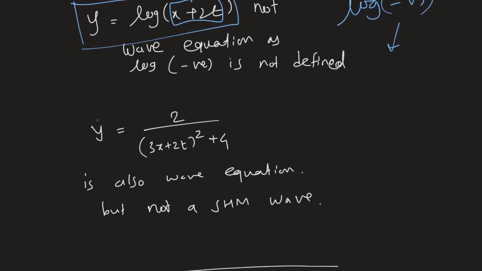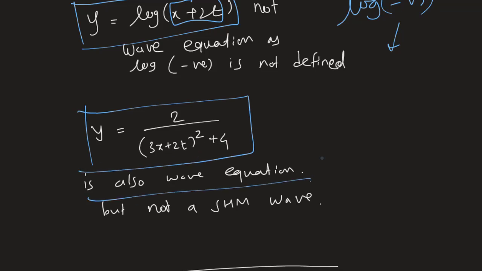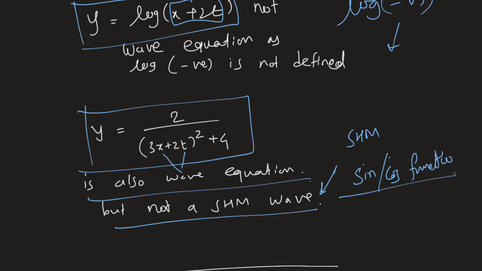Let us look at another example. y is equal to 2 divided by (3x plus 2t) square plus 4. This is also a wave equation because for all values of x and t, the value of y is defined. This is not a SHM wave. For an SHM wave, we need to have a sine function or cosine function. Okay? A sinusoidal wave is represented by a sine or cosine function, but here we don't have that kind of function, and that's why it is not a SHM wave, but it is another type of wave.